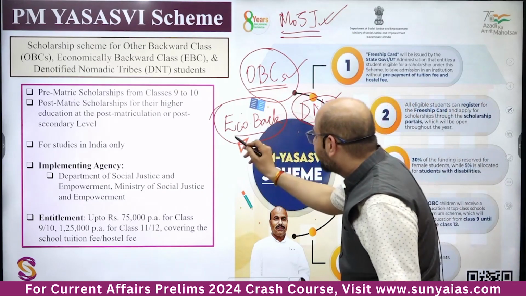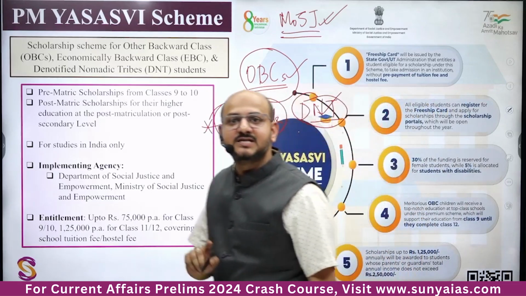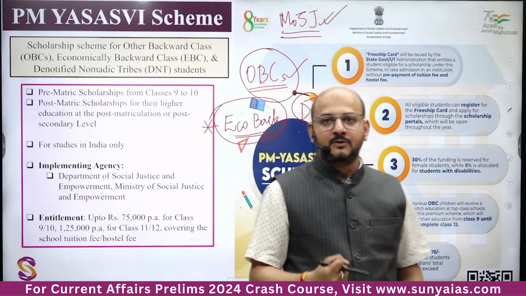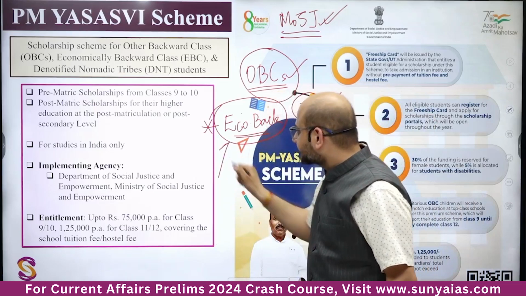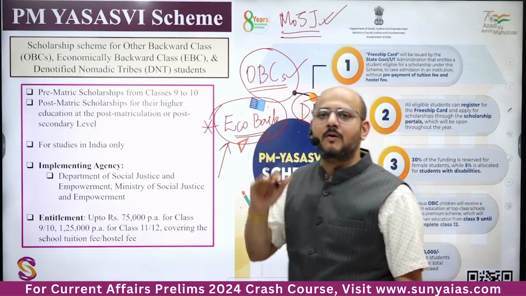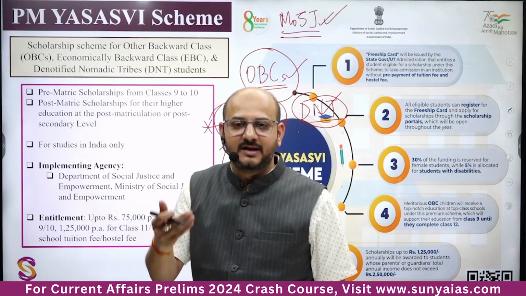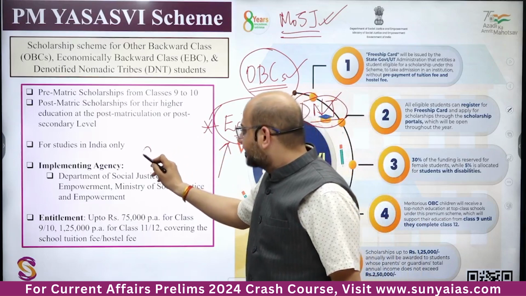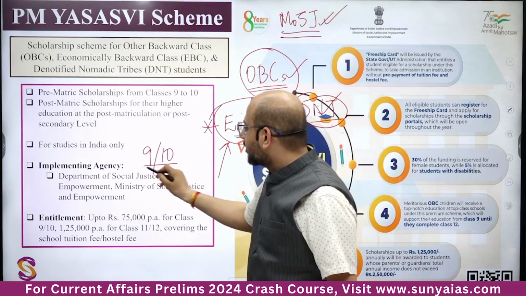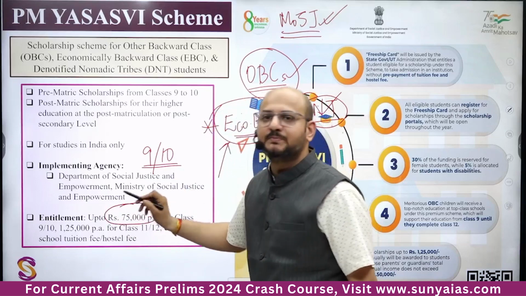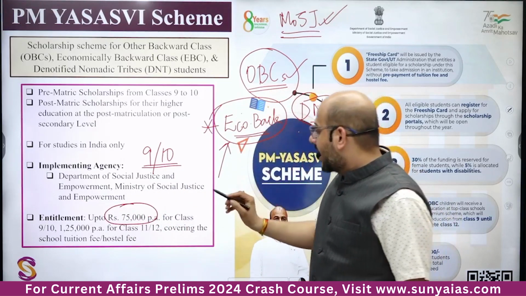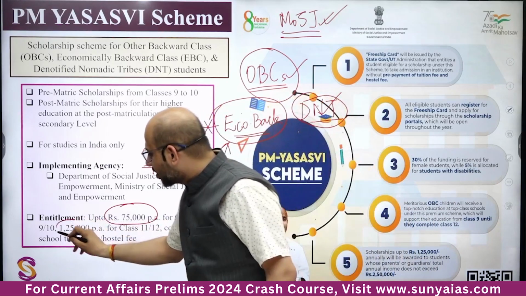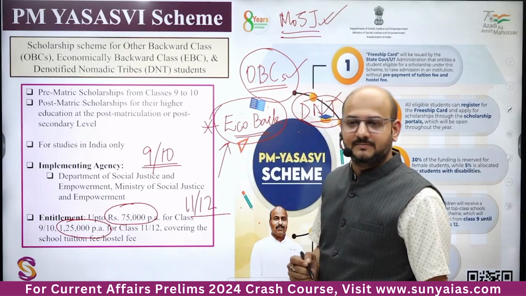So economically backward section students, remember कि इसके basis पे भी जिनके parents या guardian की income less than 2.5 lakhs होगी, उनको education के लिए पैसा मिलेगा. This scheme is basically divided into two components. One component is pre-matric, another is post-matric. So pre-matric means before 10th class. So 9th class और 10th class के students को scholarship मिलेगी approximately 75,000 rupees per annum, which is good amount. And post-matric, that is 11th class and 12th class के students को मिलेगी scholarship 1,25,000 per annum.